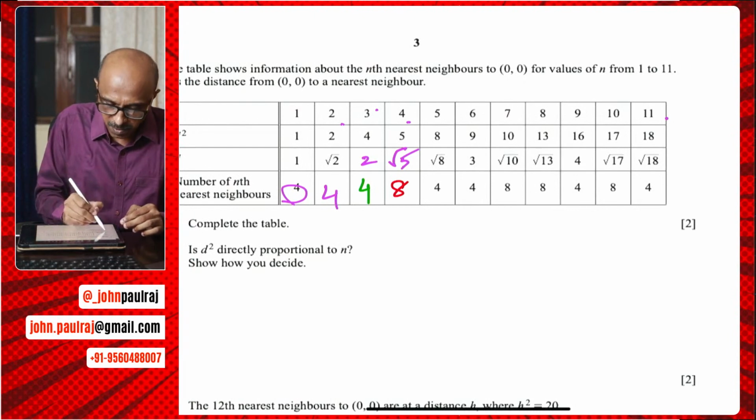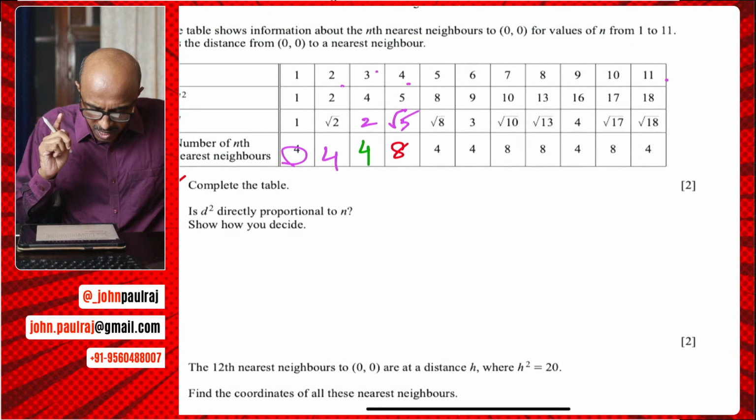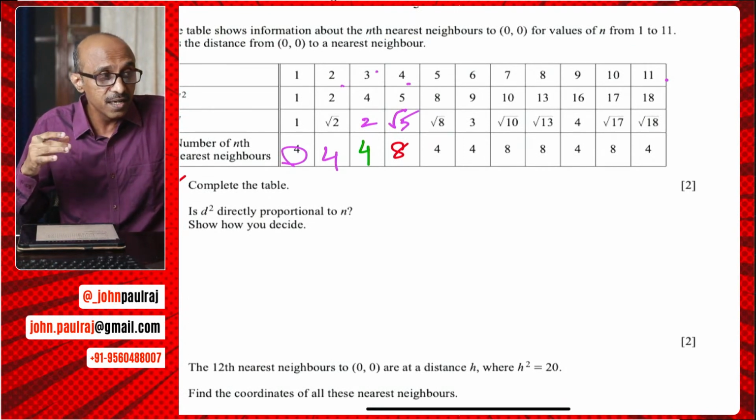All right, so that was the first part to complete the table. The question part B says, is d squared directly proportional to n? Show how you decide. You got to, I think, okay, a square plus b square.